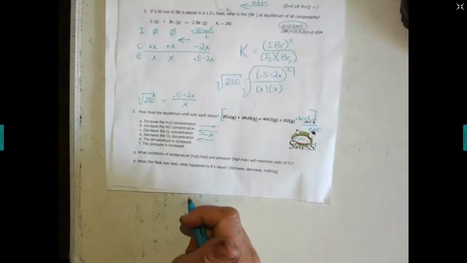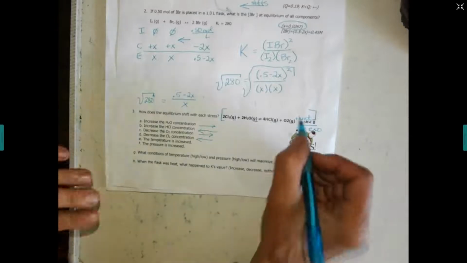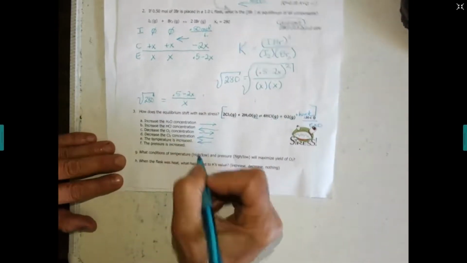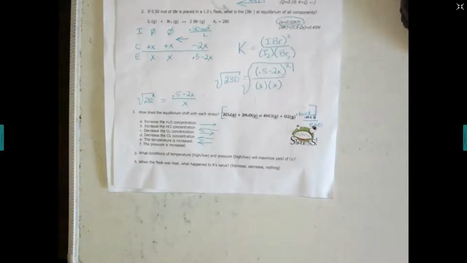All right, temperature is increased. Heat is on this side, so it goes reverse. The other way, so think of it, endo likes heat. This is exo, so the endo is the reverse. It goes in the reverse direction because the reverse direction is endo.